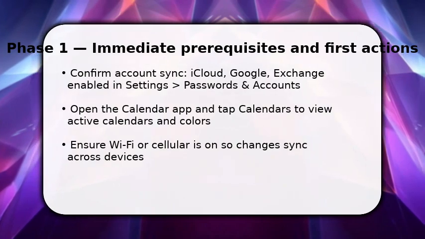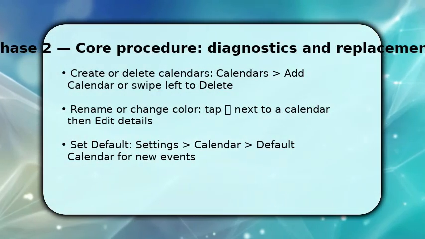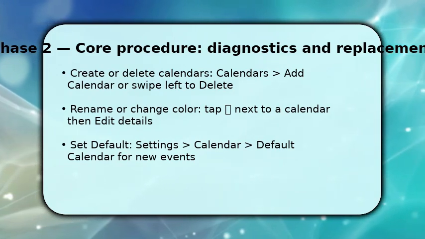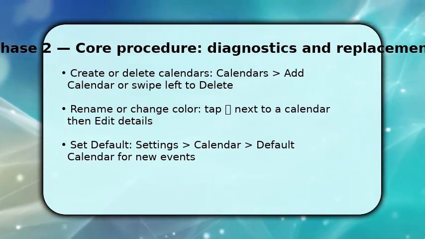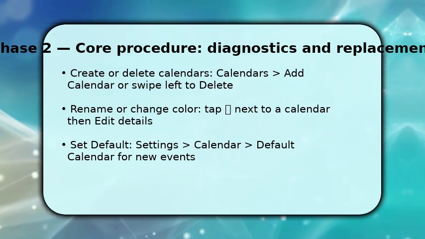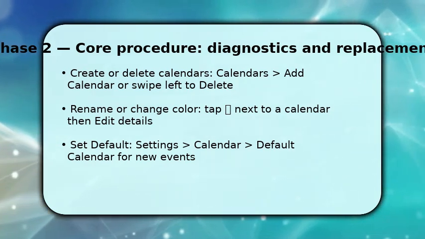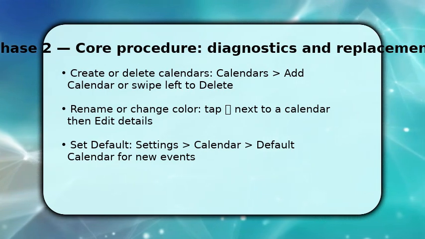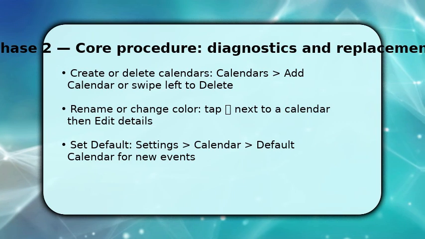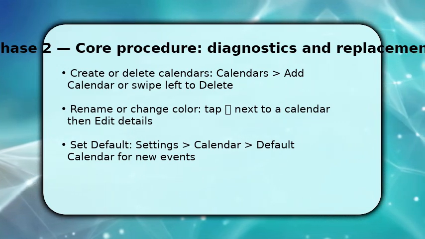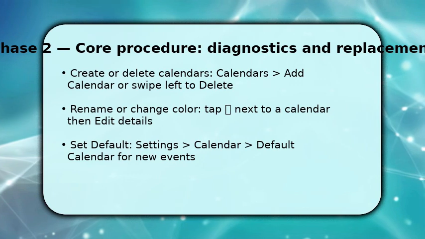Next, you edit specific calendars. Tap Calendars, then add calendar to create one, name it, and pick a color. To rename or change a color, tap the info icon next to that calendar and update fields. Changes apply to all events in that calendar. If you need to remove a calendar, swipe left or use the account settings on the web for subscribed calendars.